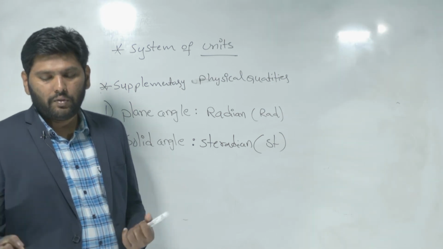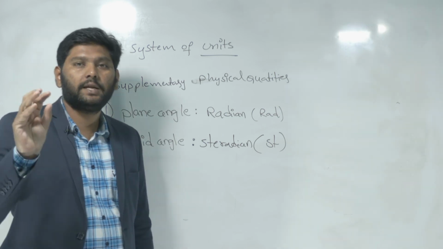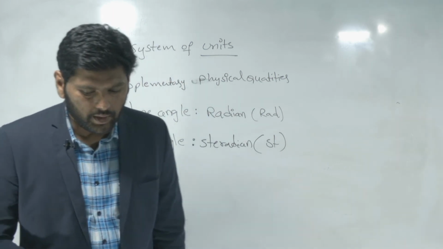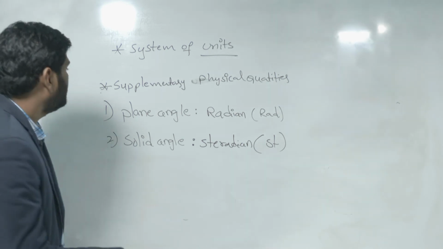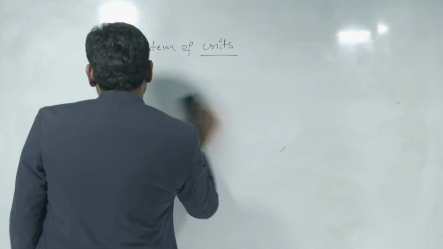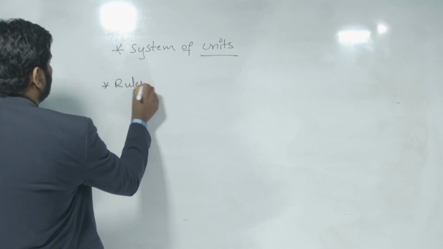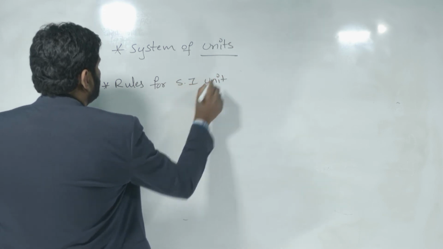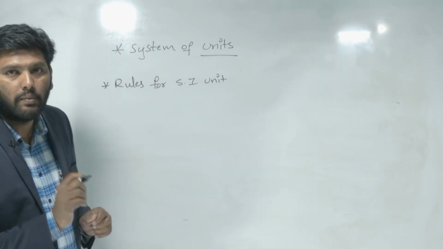But how do you know what the correct option is? To know the correct option, we have some rules for writing units. The first rule concerns writing the SI unit names. I will discuss it shortly, not taking much time.